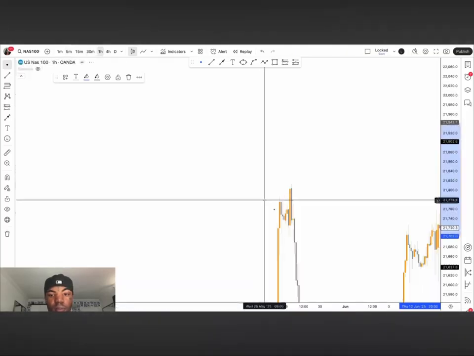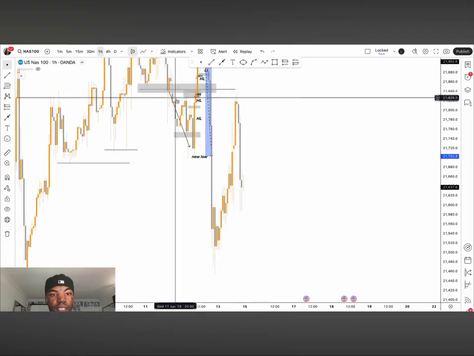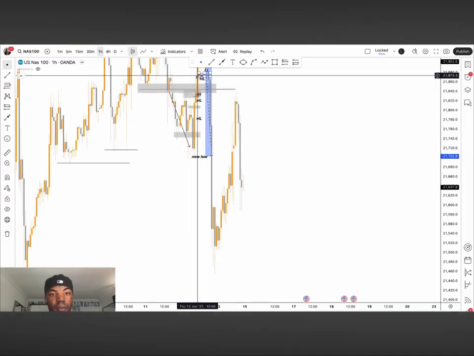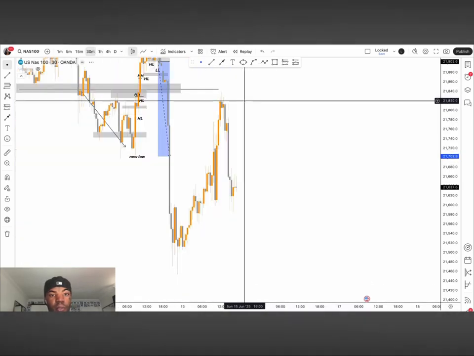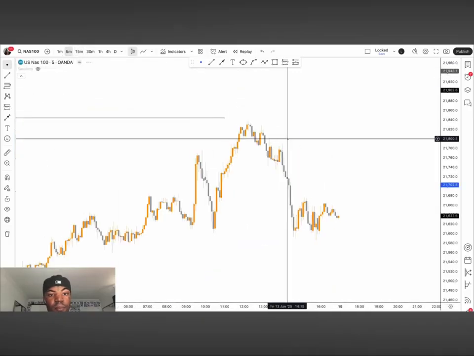My TP is going to be that 1 hour level that we caused that new low, because that's where the indication ended at, and that correction. And now we have the continuation. Now, what I always tell people is, this is pretty brand new for some people, right?